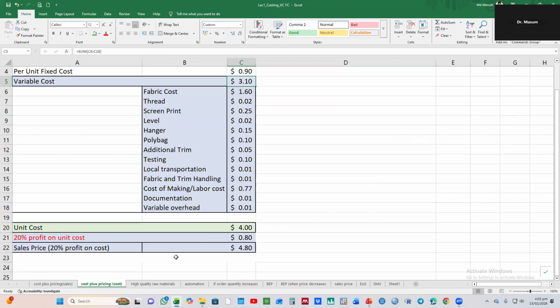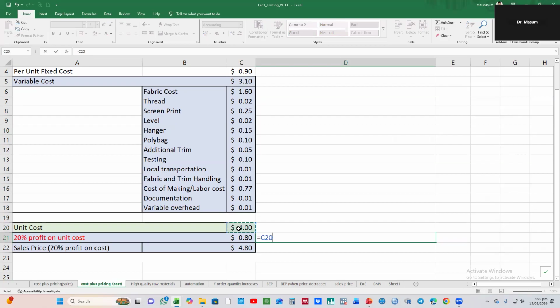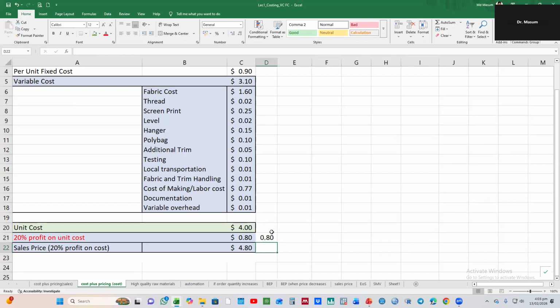Now the company policy is that 20% profit on cost. So when you say 20% profit on cost, that means 20% you will charge on cost times this one times 0.20. It is 0.80. 0.80 is your profit. So, and your price is cost plus profit.